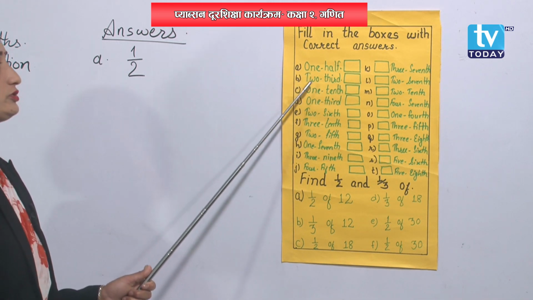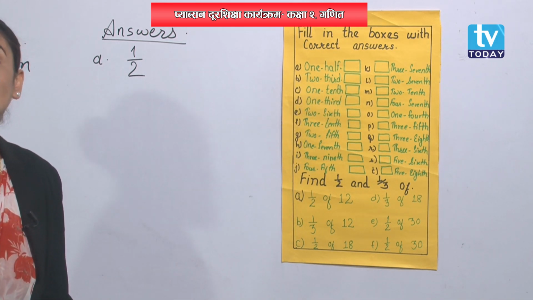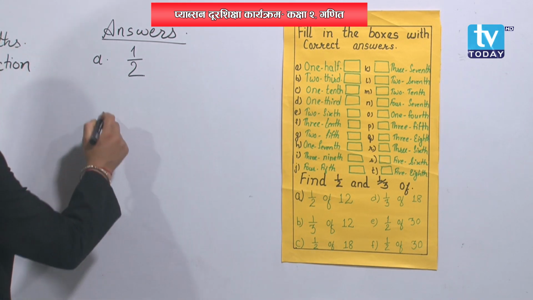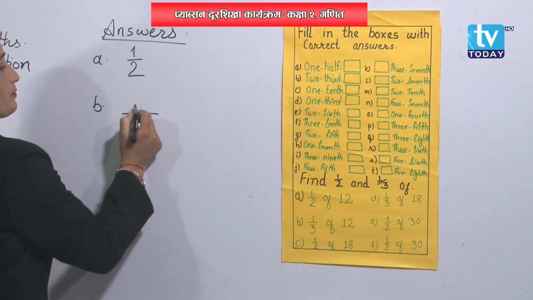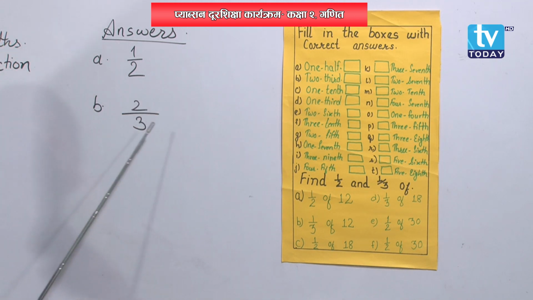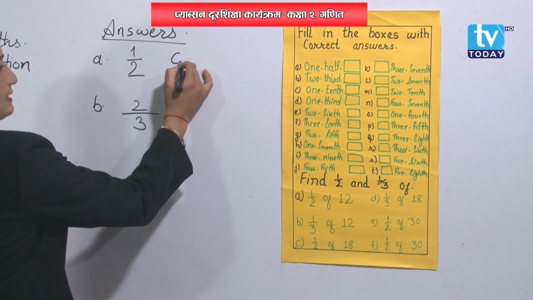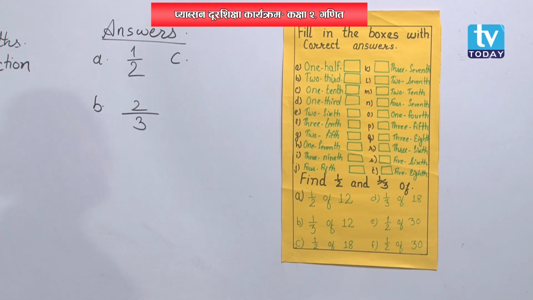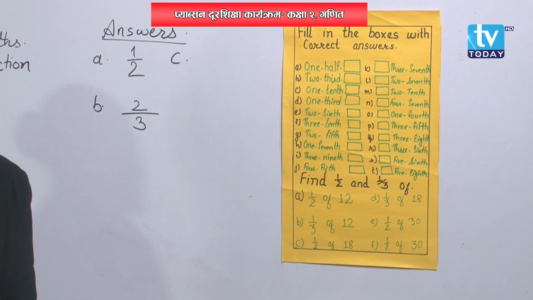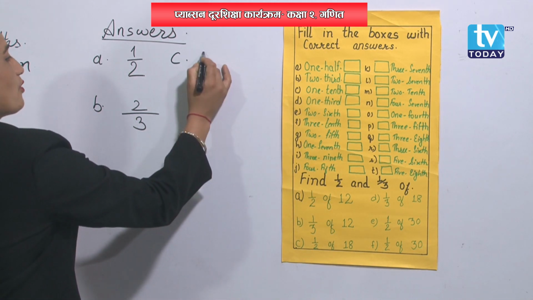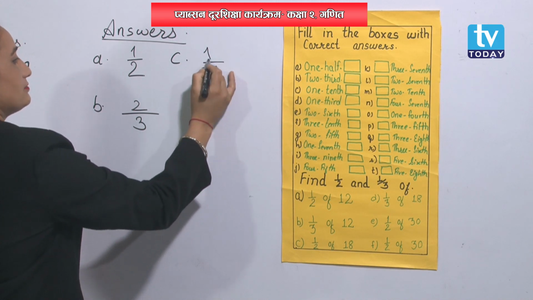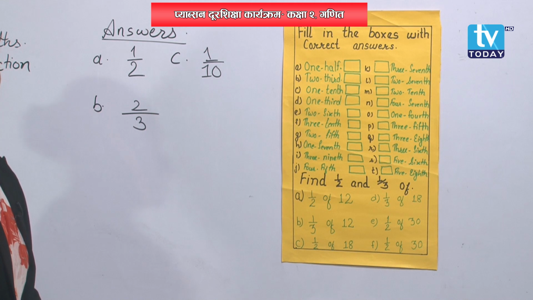Second is 2/3. Out of 3, 2 parts are shaded. We call it 2/3. Now it's time for C number. 1/10. So how to write 1/10? Out of 10 parts, 1 part is shaded. So how to write? Tell me, students. 1/10. Have you written? Okay.